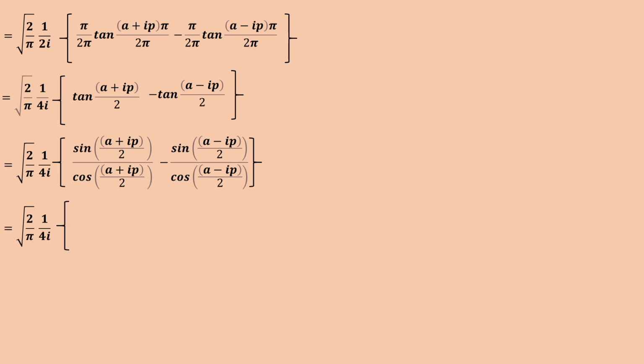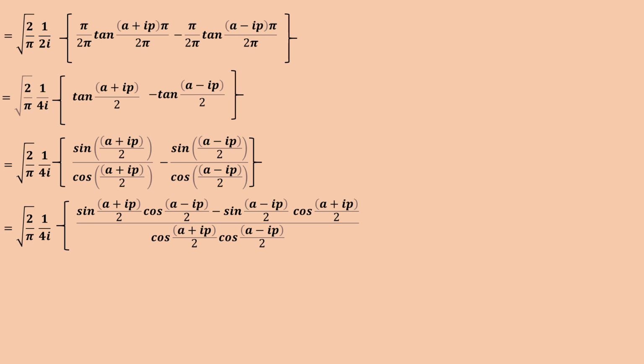So taking LCM, we are going to take LCM. So root of 2 divided by pi, 1 by 4i. LCM is cos a plus ip by 2 into cos a minus ip by 2. So we are just cross multiplying: sin a plus ip by 2 into cos a minus ip by 2, minus sin a minus ip by 2 into cos a plus ip by 2. That is equation number 3.